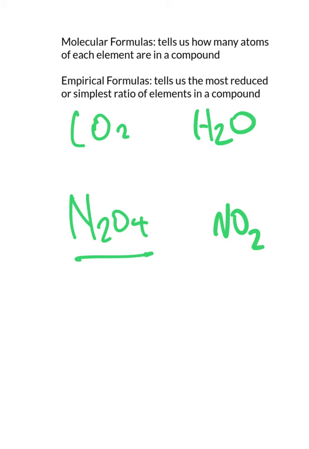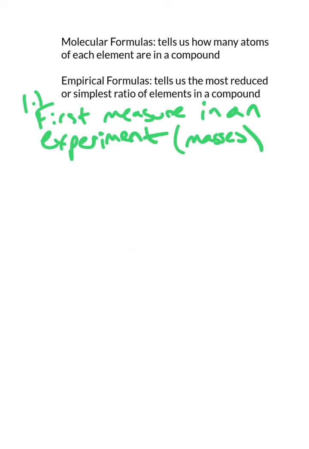The first step of being able to determine both of these formulas is to first measure the masses of each of the elements in an experiment. Chemists don't innately know how much of an element is in a compound. They first have to perform some type of analysis on the compound to determine what elements are in it and how much. We won't be performing the experiments, at least not in lecture. The masses obtained from these experiments allow us to perform a percent composition calculation, defined as the percentage by mass of each element in a compound.